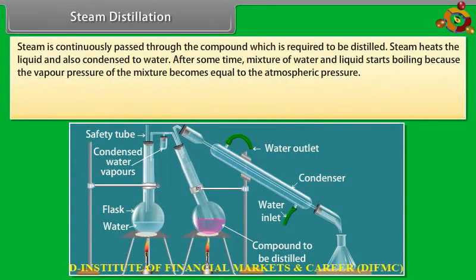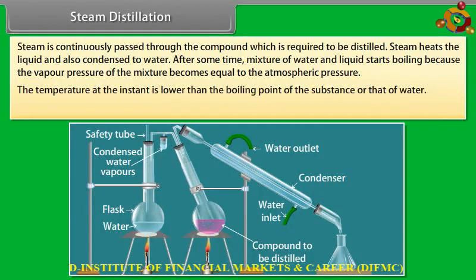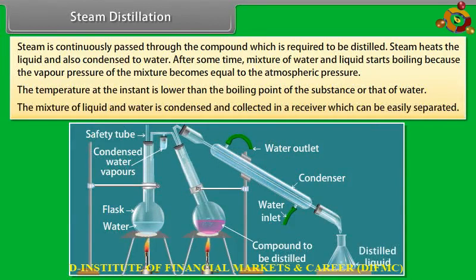Steam is continuously passed through the compound which is required to be distilled. Steam heats the liquid and also condenses to water. After some time, the mixture of water and liquid starts boiling because the vapor pressure of the mixture becomes equal to the atmospheric pressure. The temperature at the instant is lower than the boiling point of the substance or that of water. The mixture of liquid and water is condensed and collected in a receiver, where it can be easily separated.